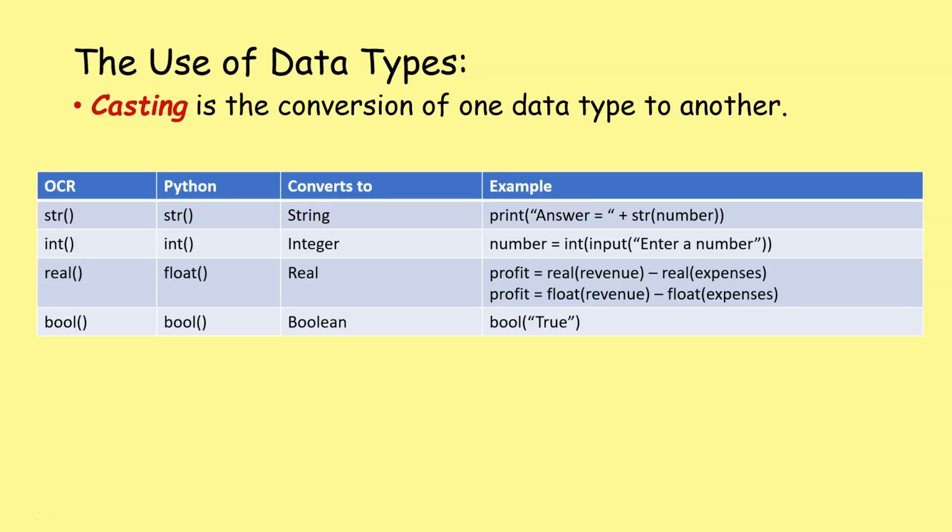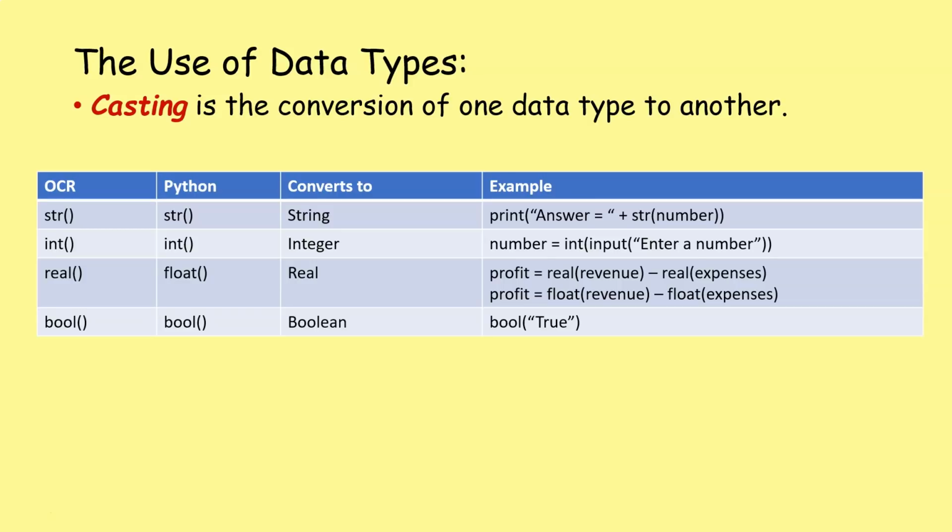can print it. Int is a very commonly used one, and that will convert a string typically into an integer, so that we can do math with it. The OCR reference language has real to convert a value into a real, whereas Python uses float to do the same thing. Again, you might have a string that somebody's entered, and you need to convert it into a number that may or will have a decimal place or fraction, so we can use real to do that.